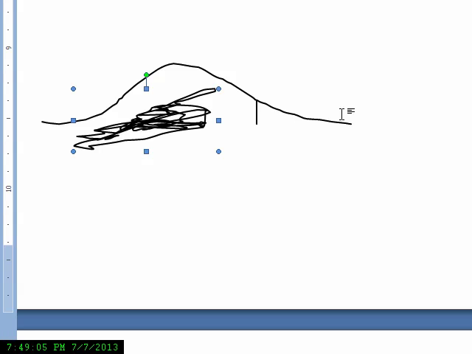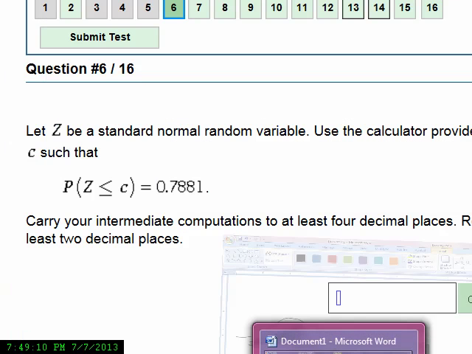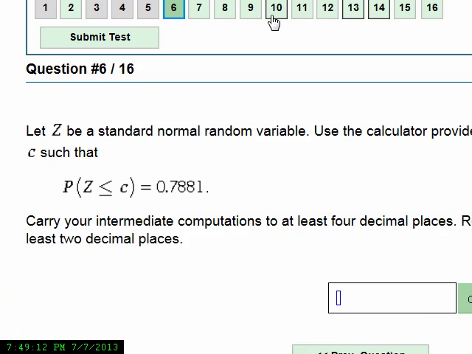And so I need to know the area to the right in order to do the Z box. So I'm just going to go out there and grab that. I'm going to go 1 minus 0.7881, and that'll give me the area to the right, which is 0.2119, and then I'll just find the Z score for that. And you get 0.7998.